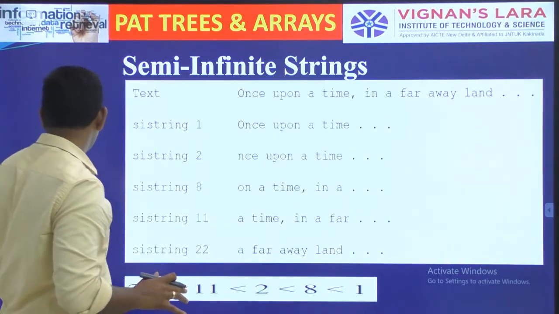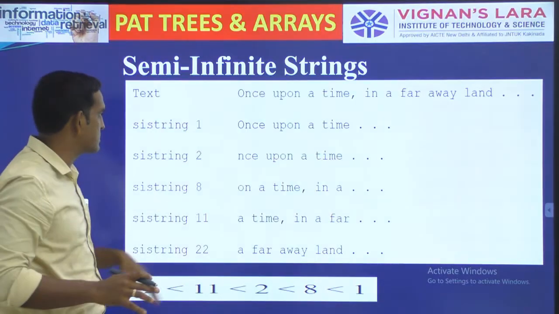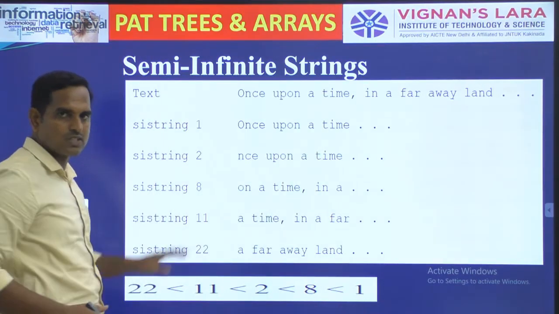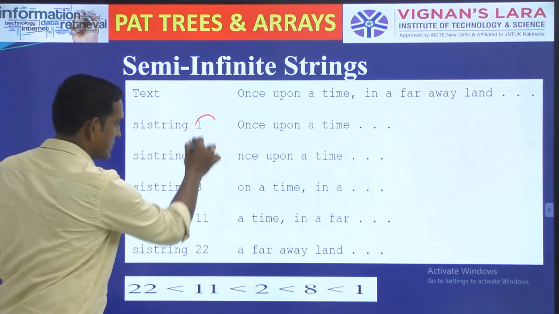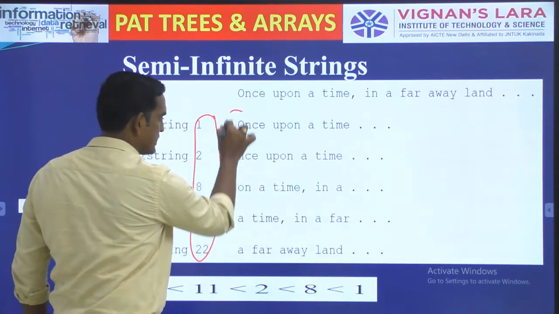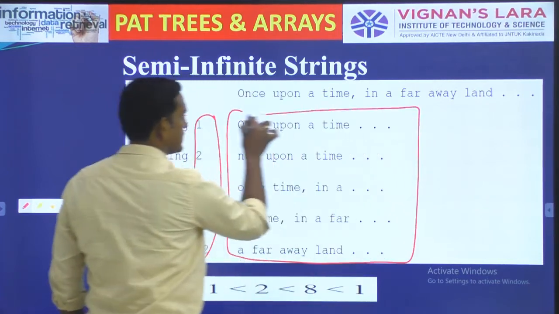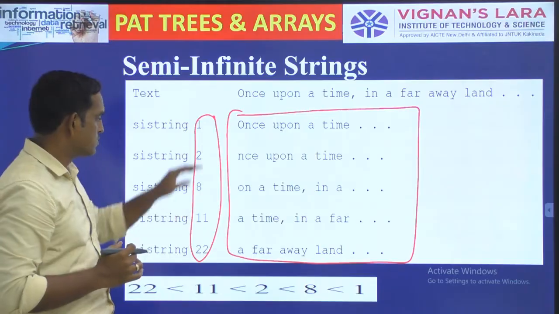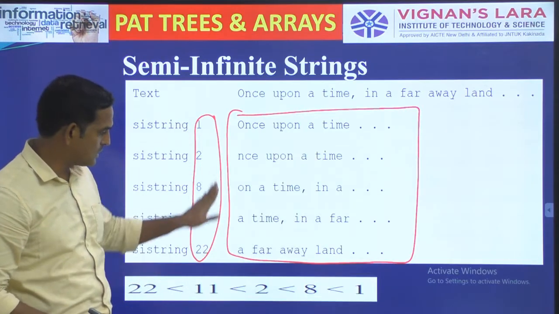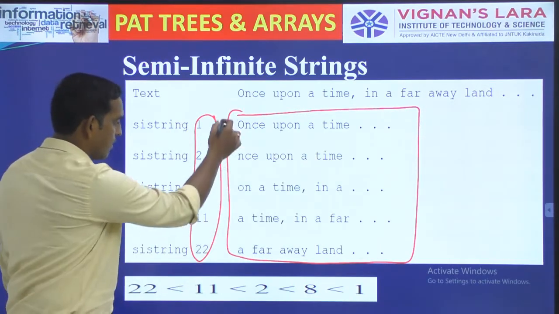So this will be a comparison done between the strings. That is, you are comparing all the strings with one another. Remember, you are not comparing these values. You are comparing the contents of the string. So when you are comparing the contents of the string, you have to look at the lexicographical order of those strings. So the lexicographical order of these strings is: first we have A here.